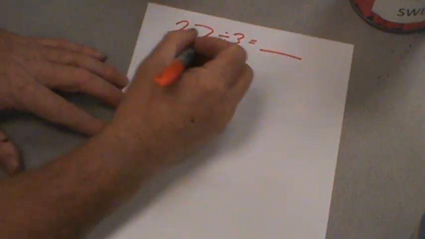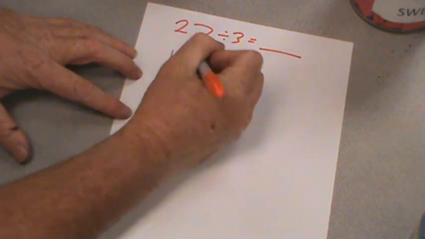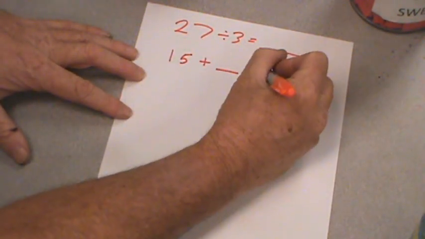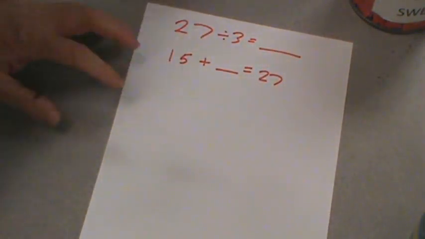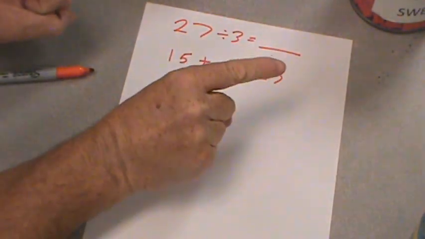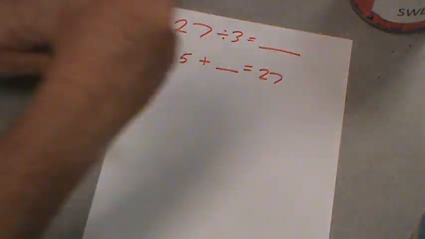So we're going to have 27, 15, plus another number equals 27. What would that other number be? Well, think about it. We can go 15, 16, 17, 18, 19, 20, 21, 22, 23, 24, 25, 26, 27. So it must be 12.